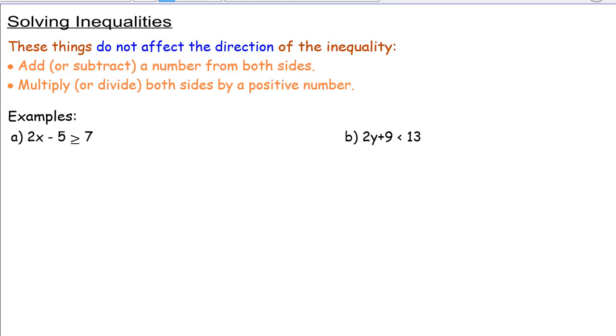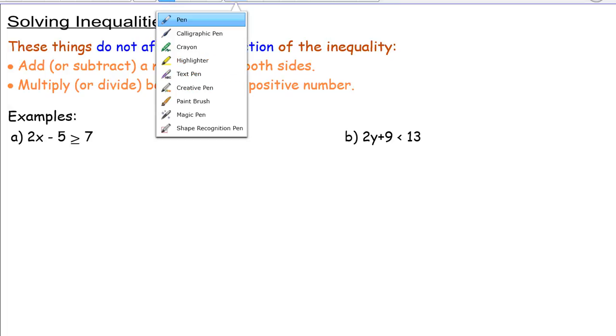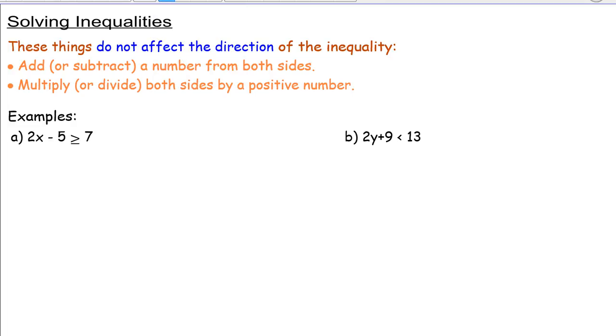Now, there's some important points here that I want to go through. These things do not affect the direction of inequality. If you add or subtract a number from both sides, that does not affect the direction of inequality. And I'll show you in these examples.